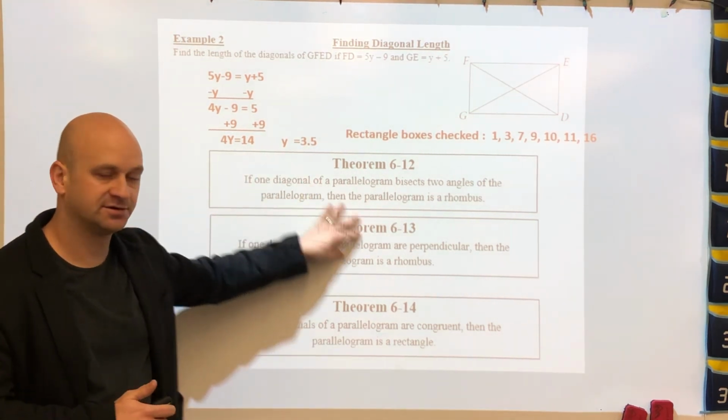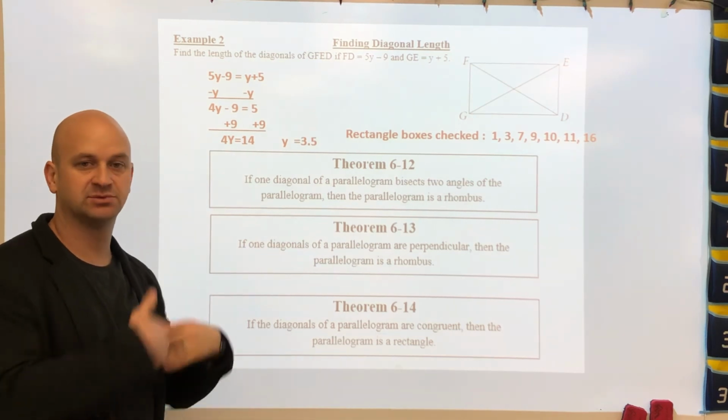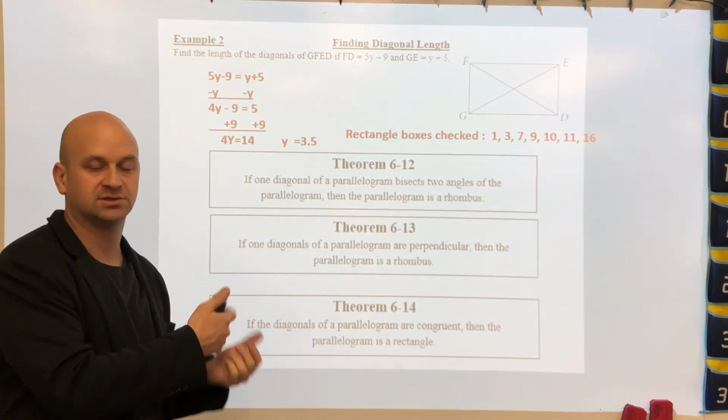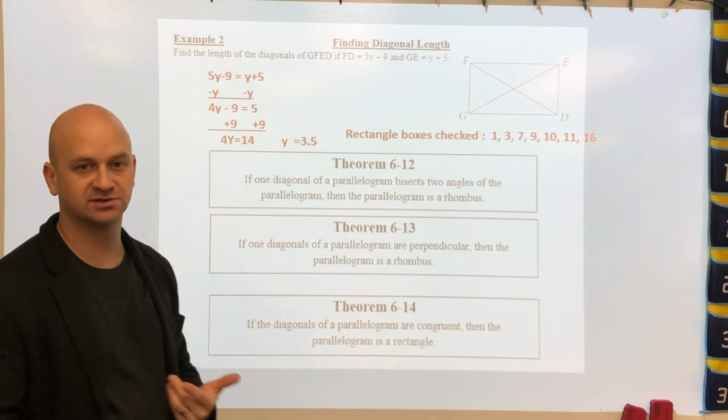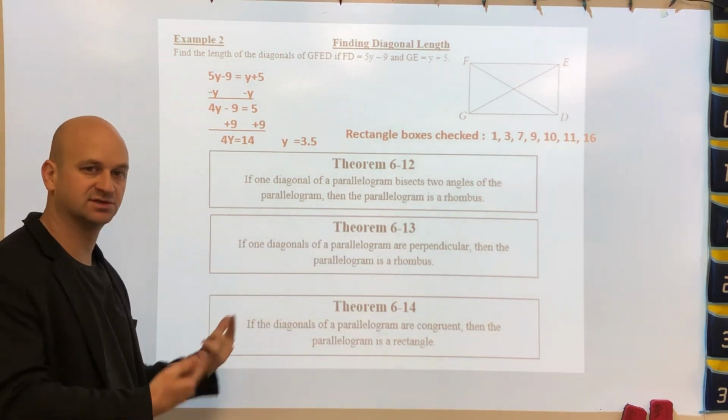These three theorems here are what we talked about in the last lesson, where we don't know what shape it is, but we know what properties the shape has. So because we know what properties it has, we can determine what the shape is. So these are just reiterating what we said, just in a different way.